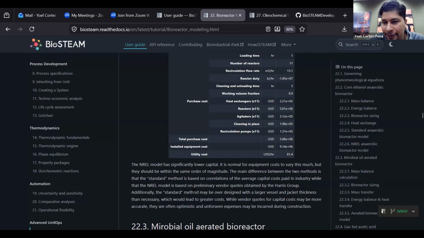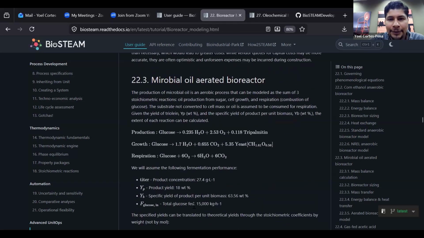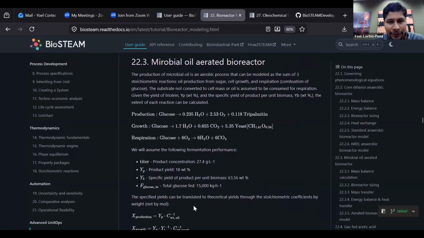Now, standard methods are often over-designed and would lead to greater cost, while vendor quotes tend to be a little more accurate, but are optimistic, and many times you can find unforeseen expenses during construction. So if you're looking to be conservative, you would go with maybe the standard model. If you're specifically working on cellulosic ethanol, you might go with the Enroll model, of course. All right. So those are two anaerobic bioreactor models.